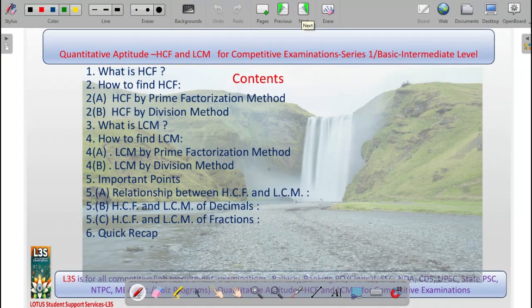Content of this topic: First we will discuss what is HCF, how to find HCF, HCF by prime factorization method, HCF by division method. Then we will discuss about LCM, how to find LCM, then LCM by prime factorization and division method. Then we will discuss important points, relationship between HCF and LCM, HCF and LCM of decimals, and HCF and LCM of fractions. Then we'll do a quick recap. So let's get started.